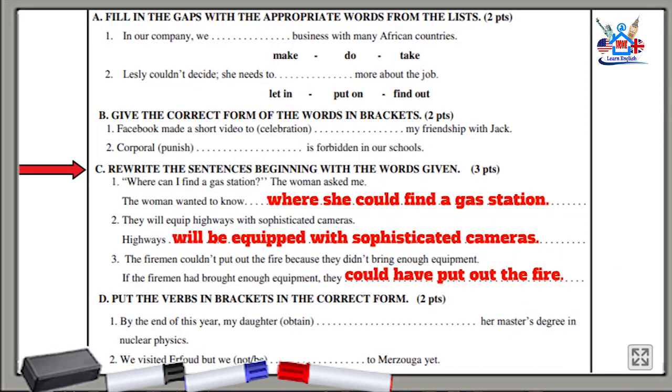Very nice. Now let's move to D. Put the verbs in brackets in the correct form. As you can notice here, it's a productive task where you don't have multiple choice, so you need to put the verbs in the right tenses. So I invite you to pause the video and take 3 minutes to do it.